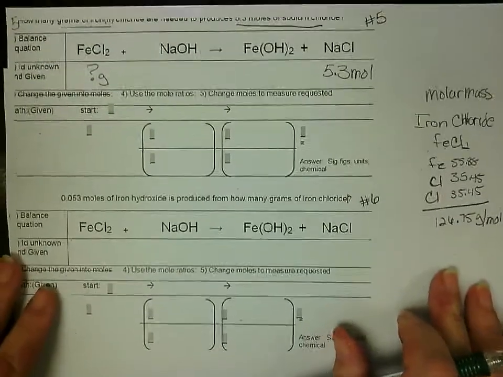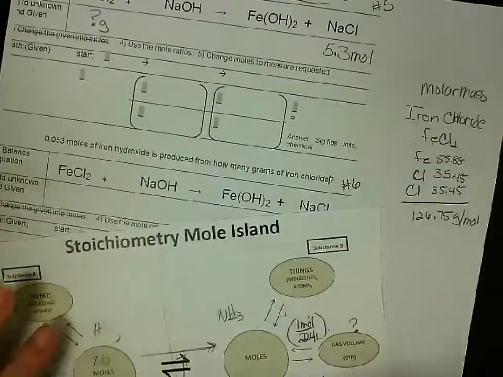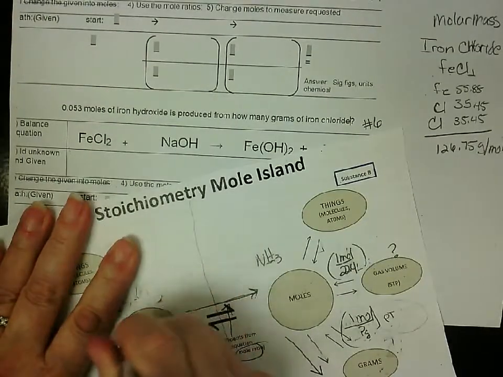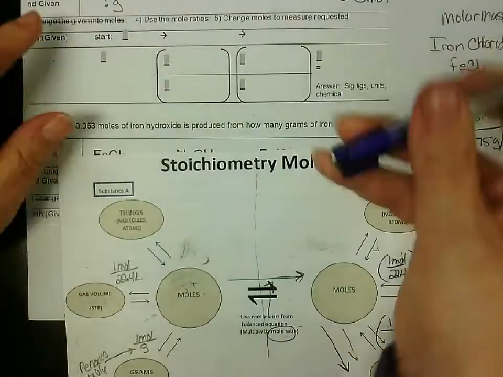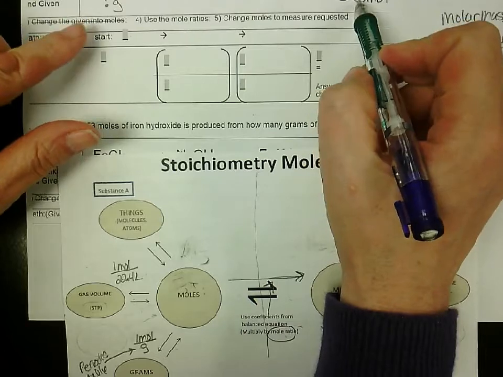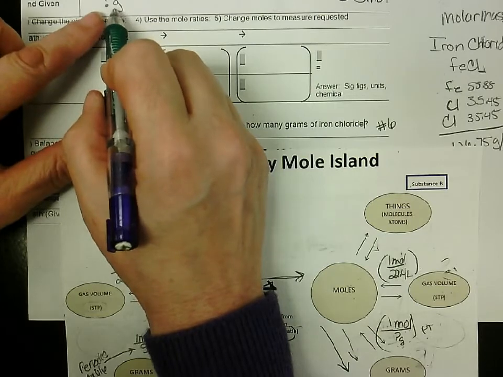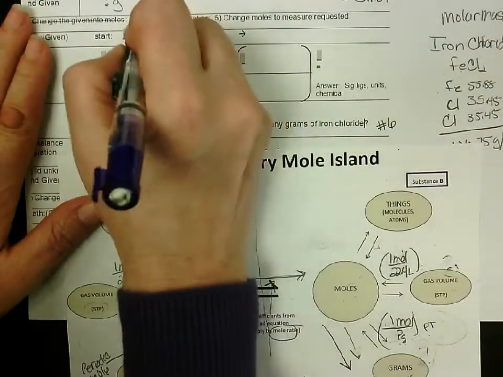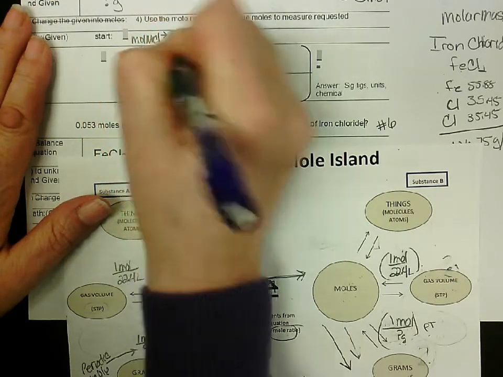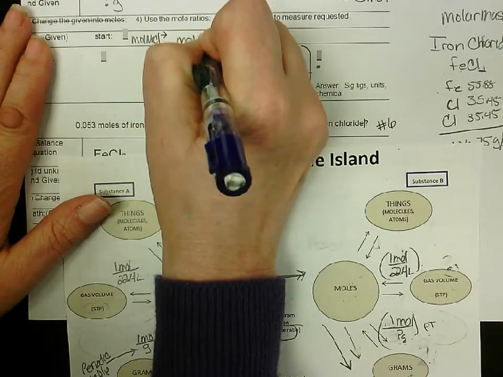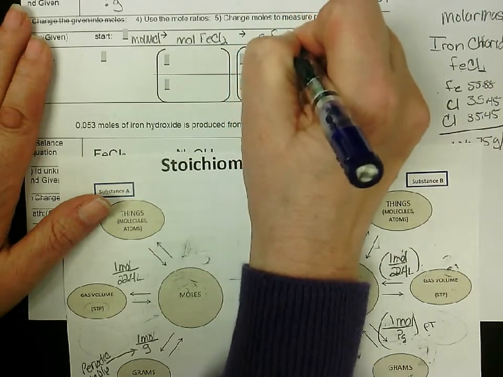Now we are on number 5 and number 6, and I am not going to label this anymore. I'm just going to use this to show you your path. So we are going to start out this problem with 5.3 moles of sodium chloride, and I need to find grams of iron chloride needed. How much do I need to produce that much? So we are going to start with moles of NaCl. We are going to moles of FeCl2, and then I'm going to grams of iron chloride.